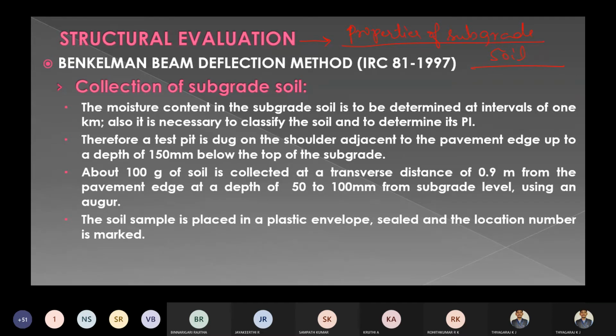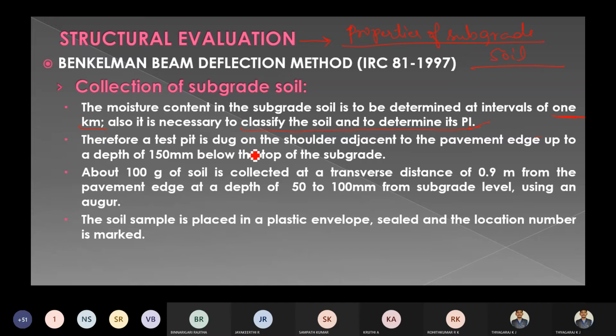So to check how much the pavement is affected by this moisture condition, we are going to collect the subgrade soil. The moisture content in the subgrade is determined at every interval of 1 kilometer. It is also necessary to classify the soil and determine its plasticity index for every 1 kilometer.